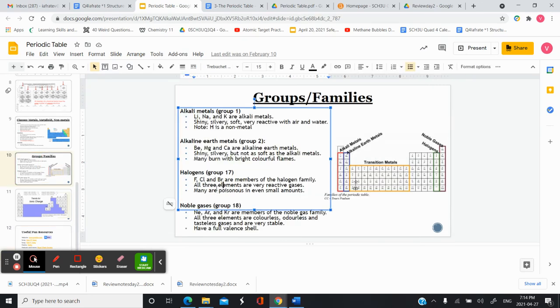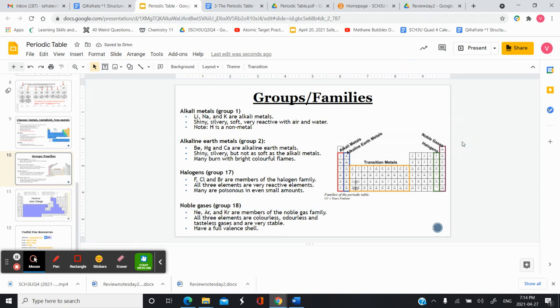So I'm going to put that under our very reactive elements here, because bromine is still very reactive, it's just not a gas. So I'm just fixing that in the note to make sure that it's not completely inaccurate. As a gas, it would be reactive as well. Because I didn't state room temperature, that would have still technically been correct to say.